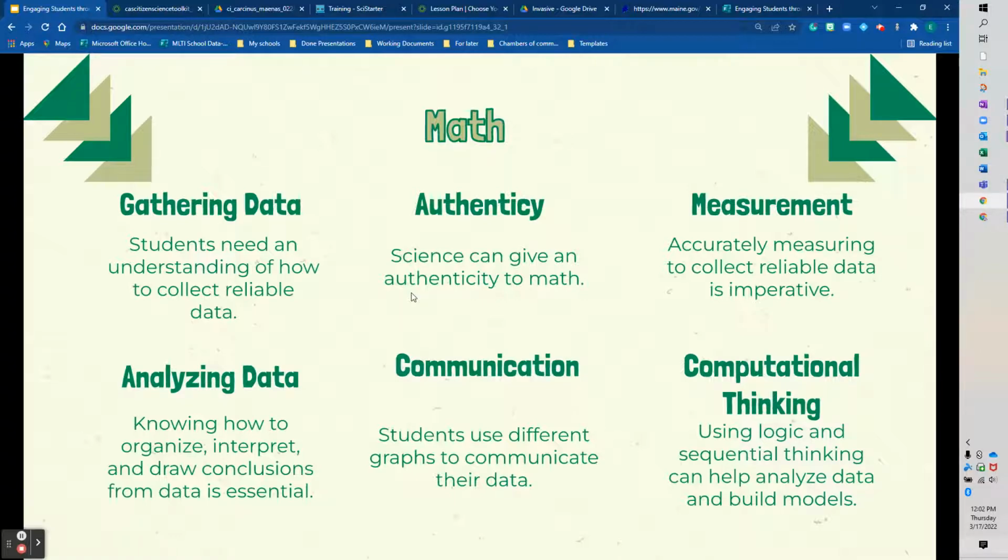What this does is it gives a little bit of authenticity to that math. You can say, yeah, you may never use algebra again in your life in terms of solving for X, but you're going to use that logical sequential thinking, which is called computational thinking, to help analyze problems and build models later on in your life. Yeah, you may not use mean, median, and mode on a regular basis, but knowing how to analyze that data and knowing what those things are, again, is a very important skill to be able to understand later in your life.